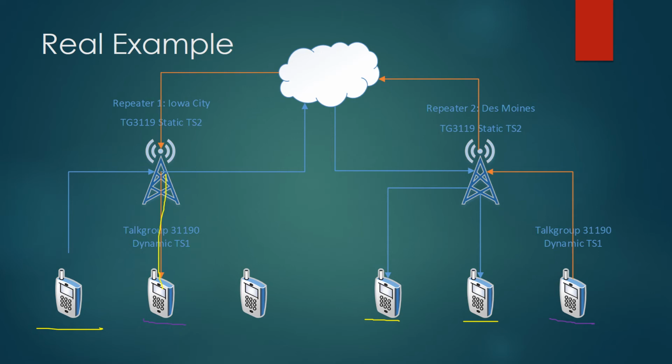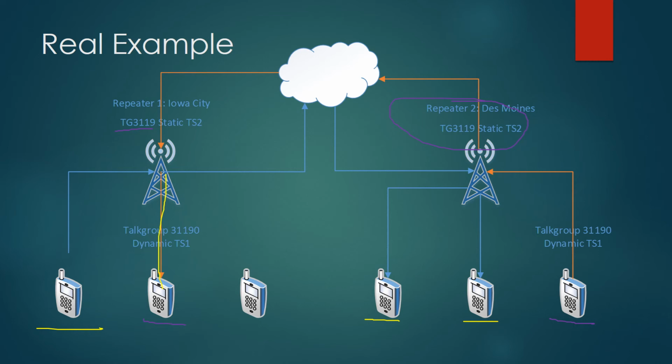And you can see how powerful this is, right? Repeater 2 over here doesn't have to be in Des Moines. This could be in London, this could be in Russia, it could be in wherever in the world there's a DMR repeater that's on the Brandmeister network. You could be there, and all the talk groups are available. So you could go anywhere in the world, and you could come back to talk group 3119, and you could carry on a conversation with people in Iowa.